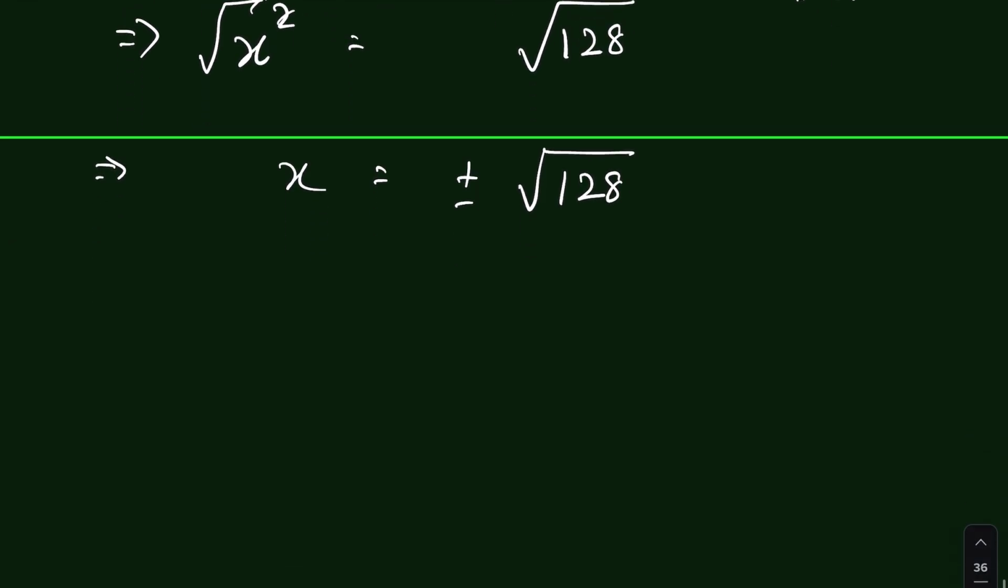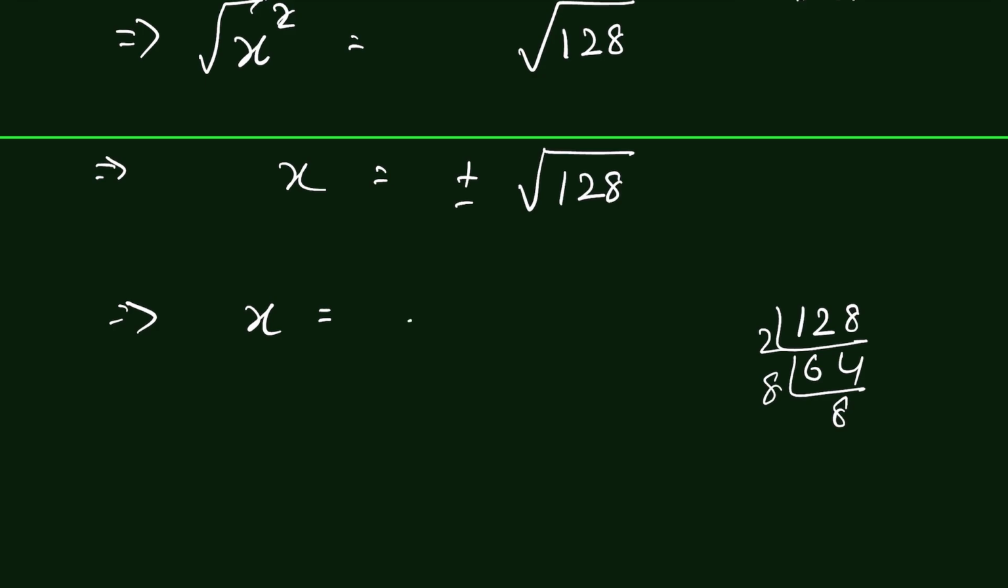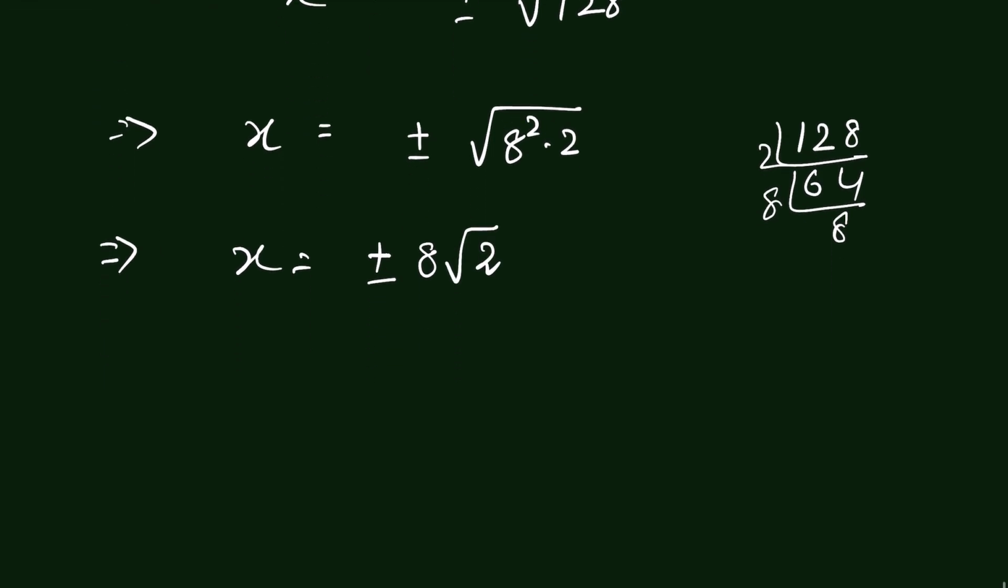Let's factorize 128. 2 times 64 is 128 and 8 times 8 is 64. So we can write it as x is equal to plus minus 8 square times 2 under square root, or x is equal to plus minus, it will be 8 times square root of 2. Therefore, x is equal to either 8 times square root of 2 or minus 8 times square root of 2.